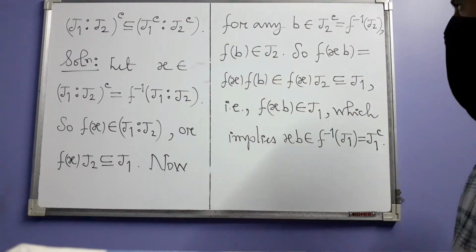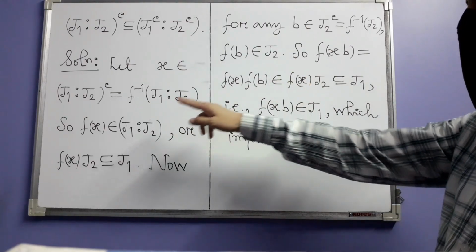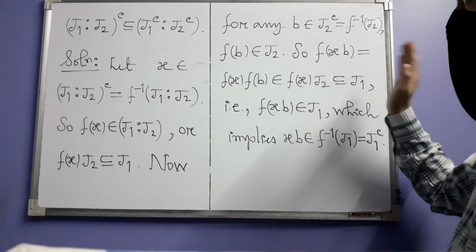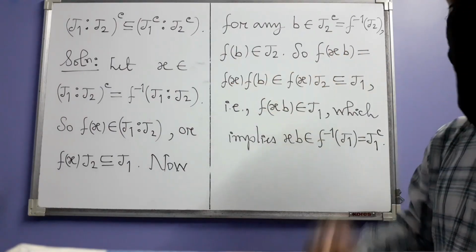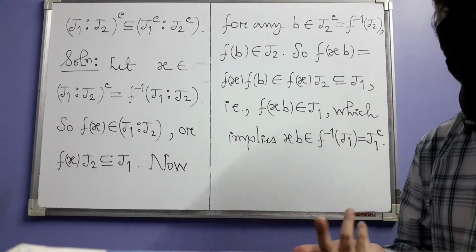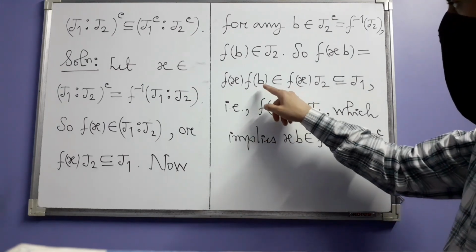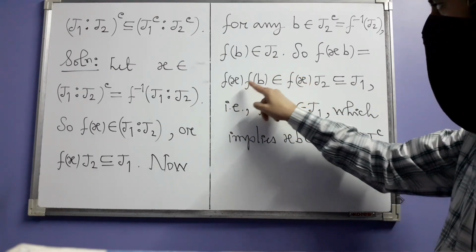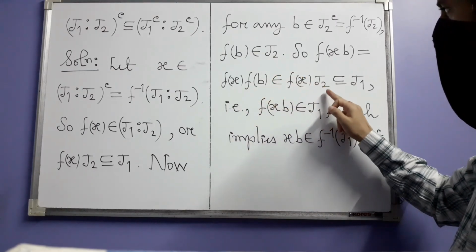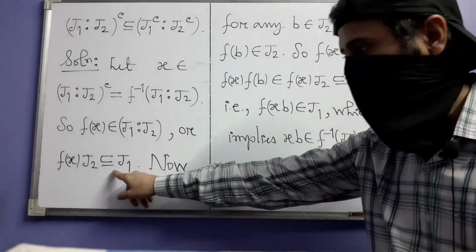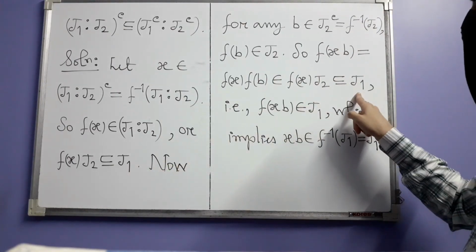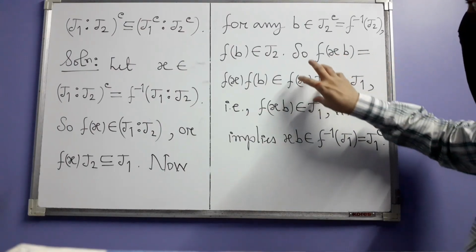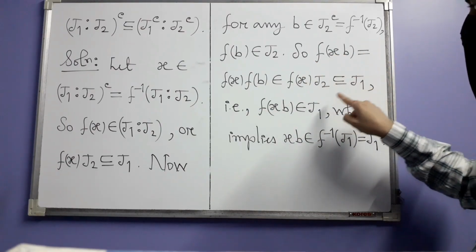Okay. And that is why for that x and this b, if we now calculate f of xb, first of all you can split it like this, f of x times f of b, because f respects multiplication. Now f of b belongs to J2, and that's why f of x times f of b belongs to f of x times J2, which is contained in J1. So ultimately what are you getting from this? You are getting the fact that f of xb is an element of this and hence an element in J1.